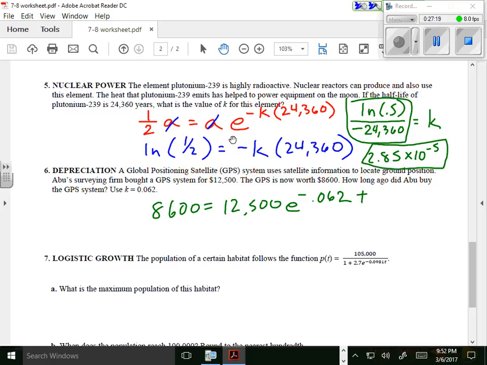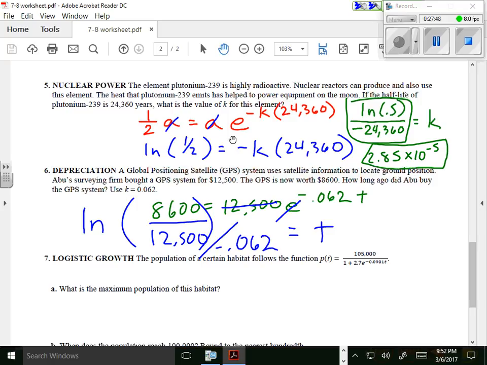So we're going to divide both sides by 12,500. Then we're going to take the natural log of both sides. That'll cancel the e. And then we're going to divide by a negative 0.062. So take this amount and divide by negative 0.062, and you should get the value of t, which I ended up with 6.0317, so it's approximately 6 years ago.